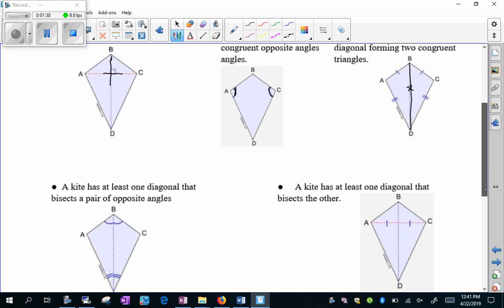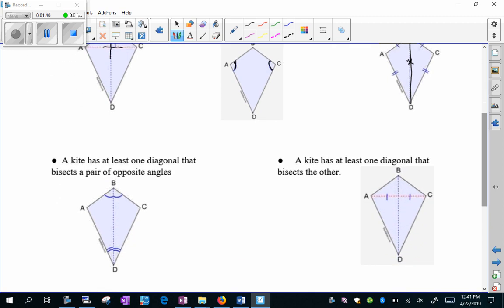A kite has at least one diagonal that bisects a pair of opposite angles. And again, that's shown here by this line, which we should note is the line of symmetry for the kite. Line of symmetry. Okay, and that bisects the two angles. So that bisects angle B and bisects angle D.